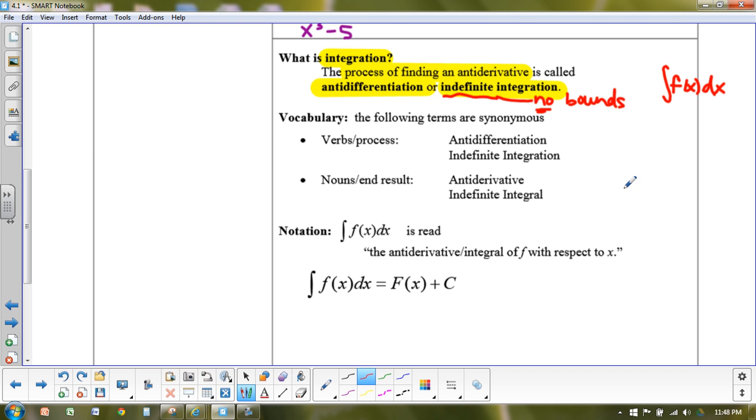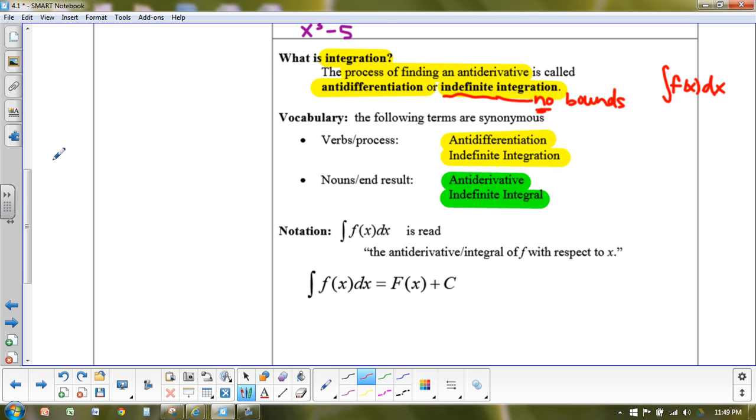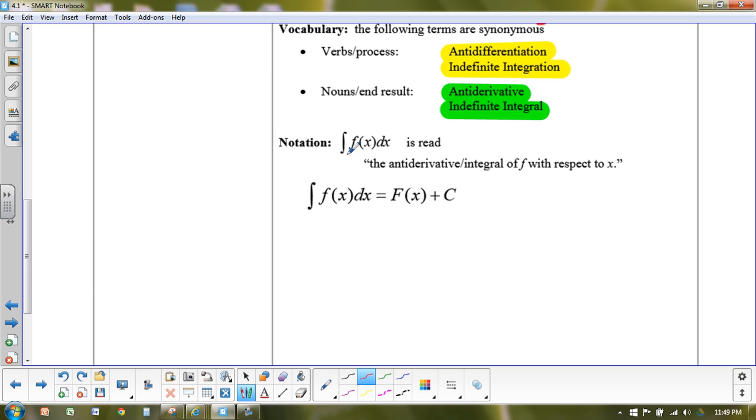Some vocabulary, the differences between the verbs versus the nouns. So the verb would be the process piece. The process of finding that is anti-differentiation or indefinite integration, like we've talked about. The noun, what you end up with, is an antiderivative or an indefinite integral. You're taking a national test. Again, we never know what they're going to tell you vocab-wise, so you just have to be prepared to read everything.